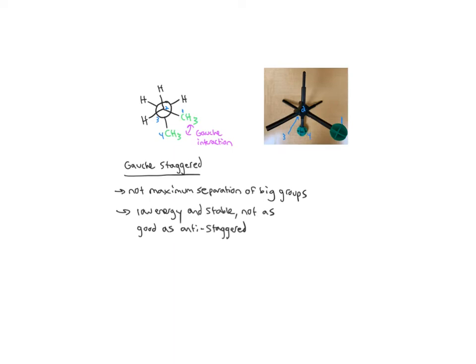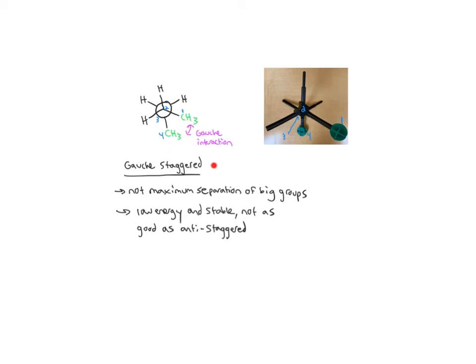So this conformation, it is staggered. We can see that from our Newman projection. We can see from our model that all of these bonds are actually staggered from one another. However, the two groups now, the two CH3 groups, are actually closer together than they were in our original conformation, and that's seen here as well.